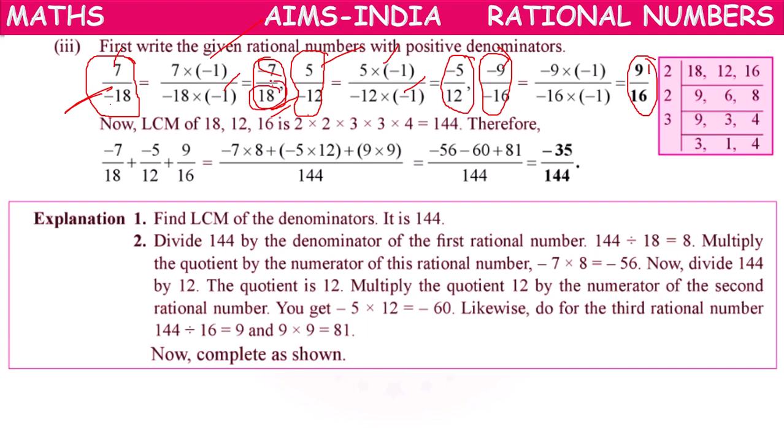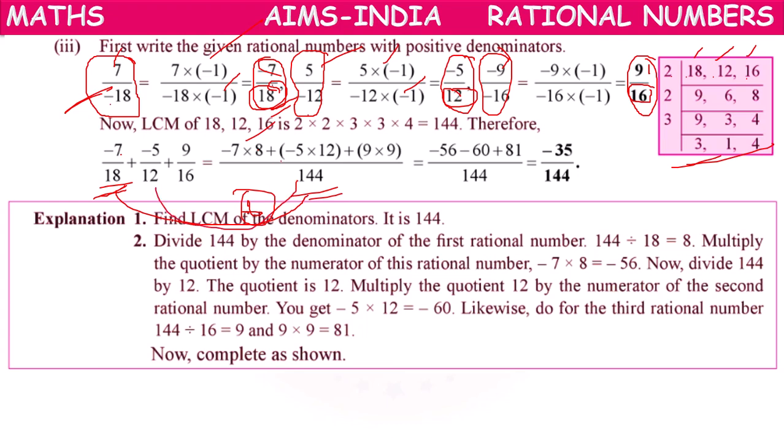Now, denominators 18, 12, 16. We have to take the LCM of 18, 12, 16. So what is the LCM? If you do it, the LCM is 144. With 18, 144, how many times? 8 times. 8 is the quotient. With that 8 we have to multiply minus 7. Minus 7 into 8.